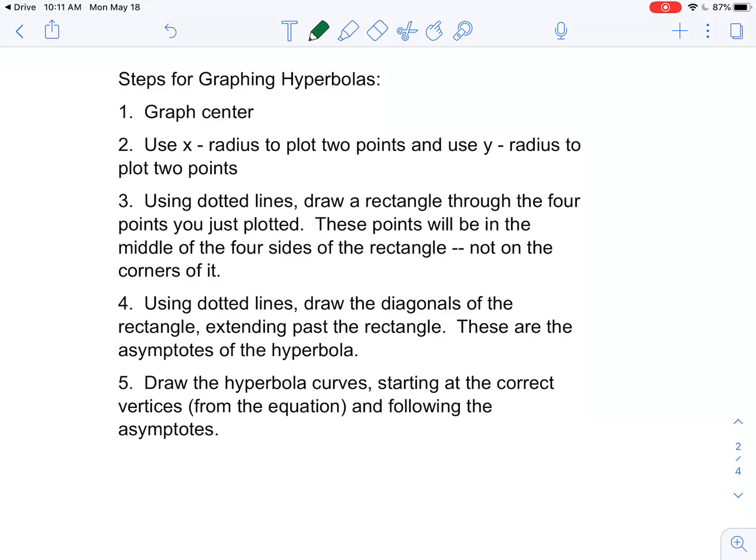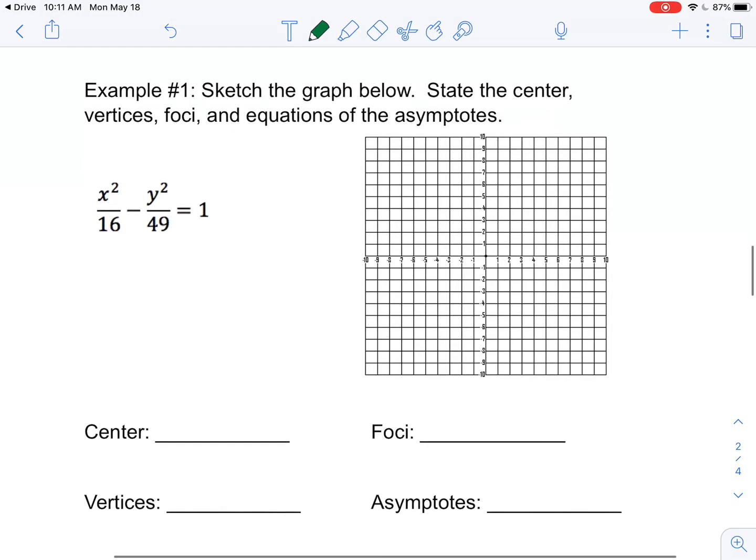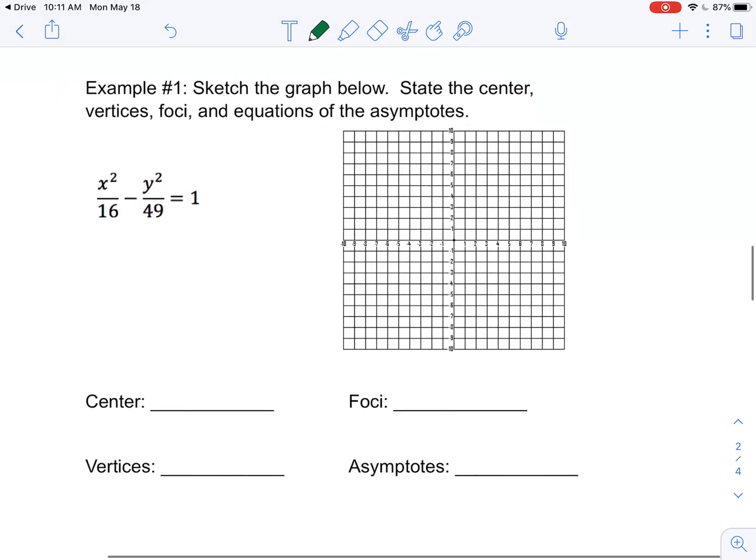These are just good steps to go back to if you get confused. So example 1: sketch the graph below, state the center, the vertices, the foci, and the equation of the asymptotes.